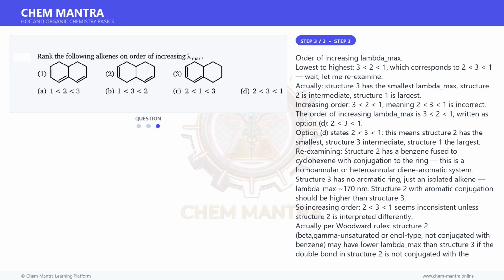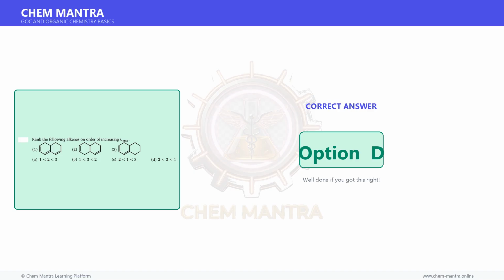Structure 1 with full aromatic conjugation, about 270 plus nm. The ordering 3-1 is consistent with answer D. Therefore, the correct answer is D. Therefore, the correct answer is option D.